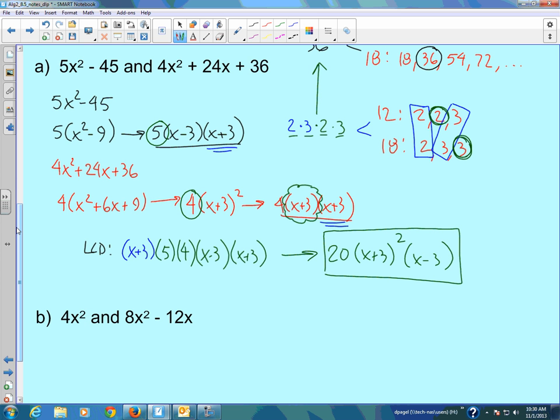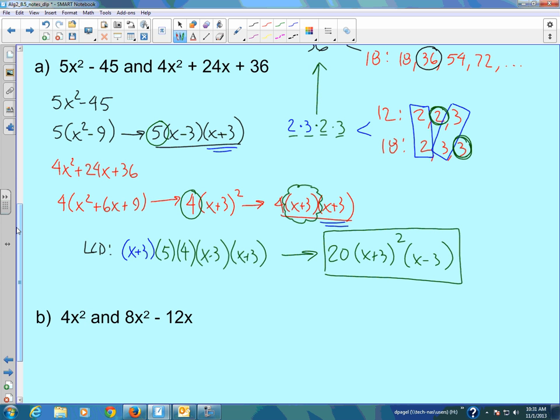Yes, I could go ahead and take (x plus 3) squared and FOIL it out, get x squared plus 6x plus 9, and then take that, multiply it by (x minus 3), and then take that, multiply it by 20. We're going to just leave it in factored form here. So there is your LCD of those two rational expressions.